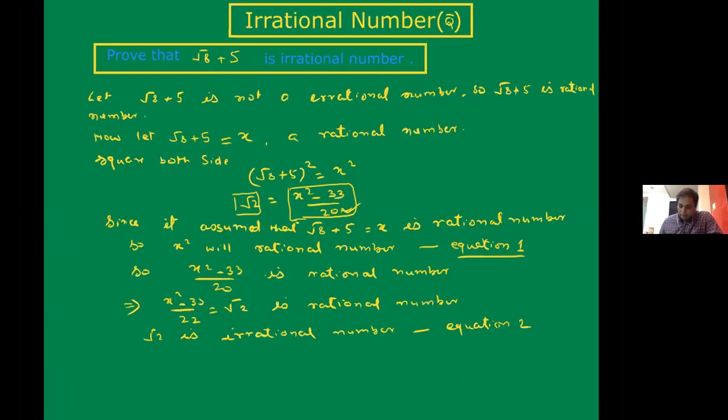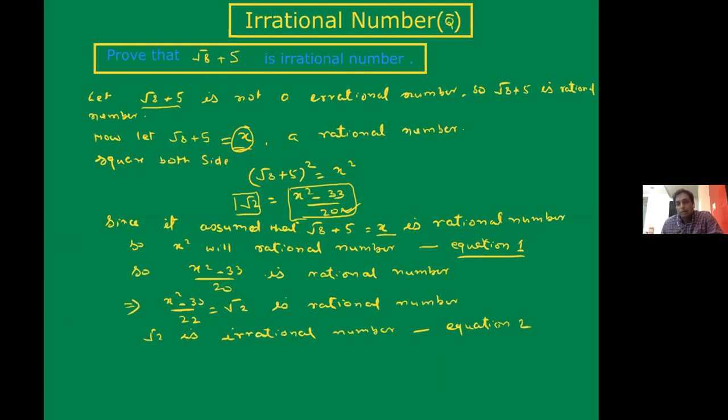Okay, so since it is assumed that √8 + 5 equals x is the rational number, x square will also be the rational number. Because in the very beginning we have assumed √8 + 5 equals x as a rational number. That means x is also a rational number, right? So we have considered x is the rational number, so x square will also be the rational number.